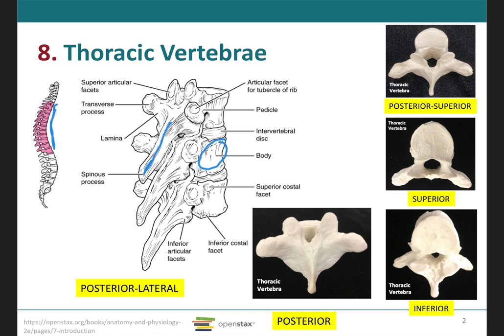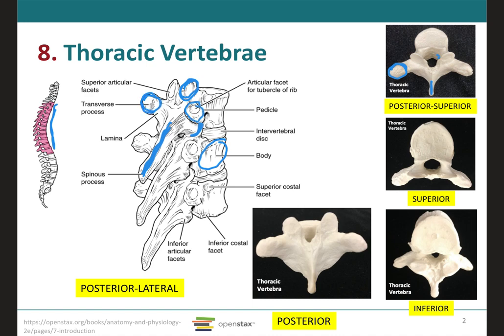They will have a long, slender spinous process that now starts to point down a little bit. They will have a superior articular facet, and therefore they will also have an inferior articular facet. On the images here to the right of the specific vertebrae, we can see that these will have a spinous process. They will also have a transverse process, which I did not mention on the image over here, but this would be your transverse process.